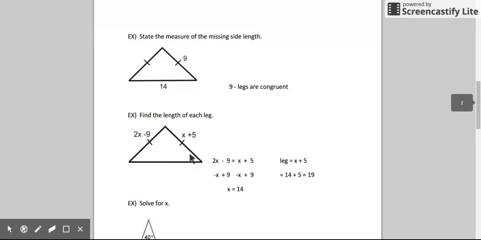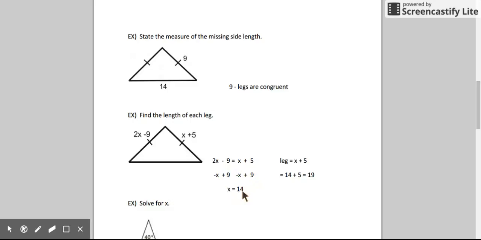Let's do the same thing, but with a little bit of algebra. So let's find the length of the legs here. Because they're the legs, they're congruent, or they're equal to each other. So we can solve for x by setting these two expressions equal to each other and solving for x. To solve for x, I could subtract x from both sides and add 9 to both sides, and I would get my solution. x is 14.